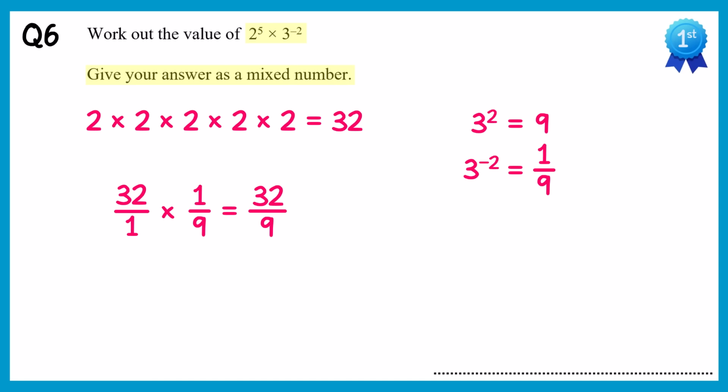So we need to convert this improper fraction back to a mixed number. To do this, we think about how many 9s go into 32, which is 3, since 3 9s are 27. Then we need to think about how many are left over. To get from 27 to 32, you need 5 more, so the remainder is 5. And the denominator stays the same at 9. This is now a mixed number, so we have finished the question.